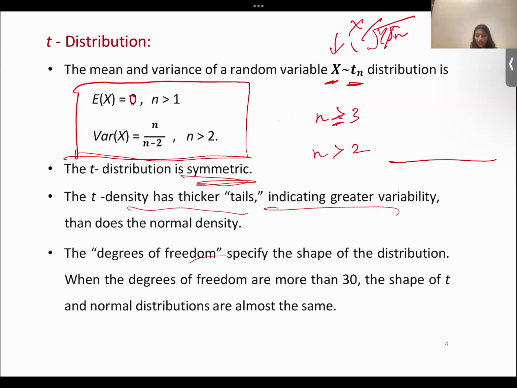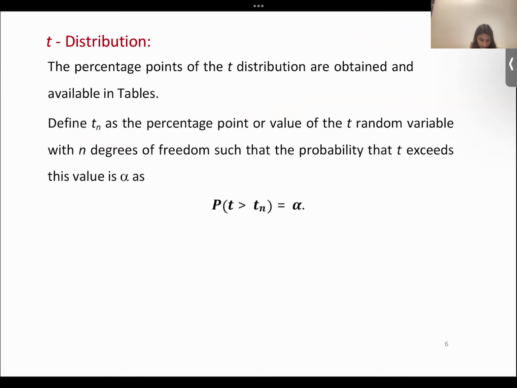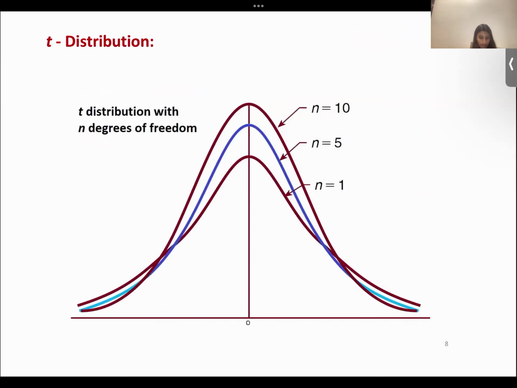We know that the normal distribution looks something like this. But your t distribution would be flatter, so it will have thick tails. If you look at this tail, these are thicker. I think this diagram would be better. Sorry, I said it the other way around. As your degrees of freedom increase, the tail gets thinner.